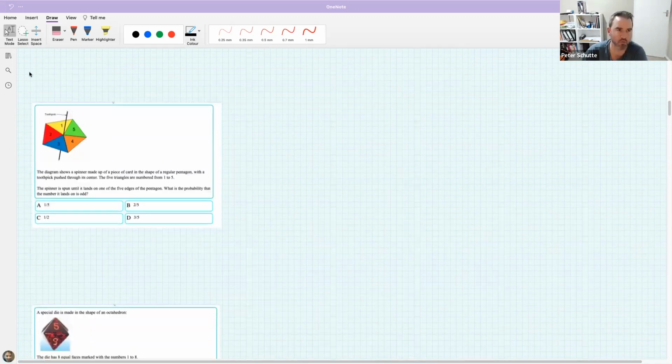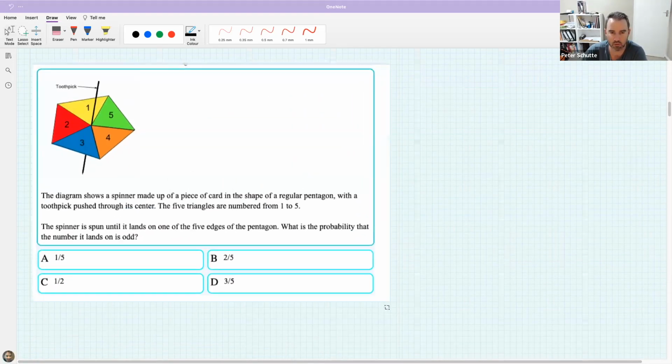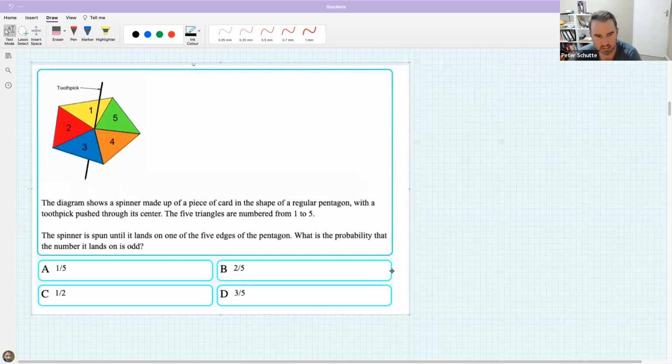It's a similar type of question, and I'm going to let you read through this and then try and give me an answer. What do we think? What do we think? What are the number of possible options, and what does it mean to be a favorable outcome?